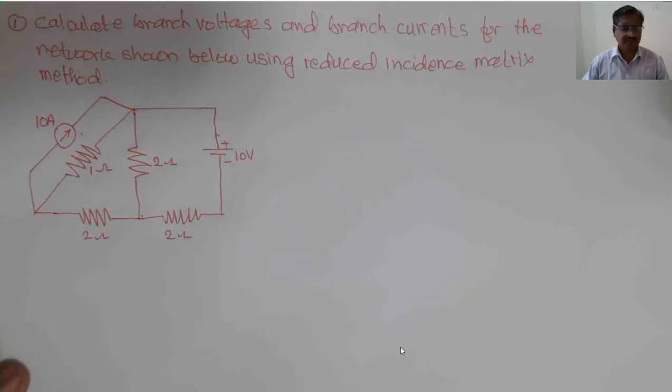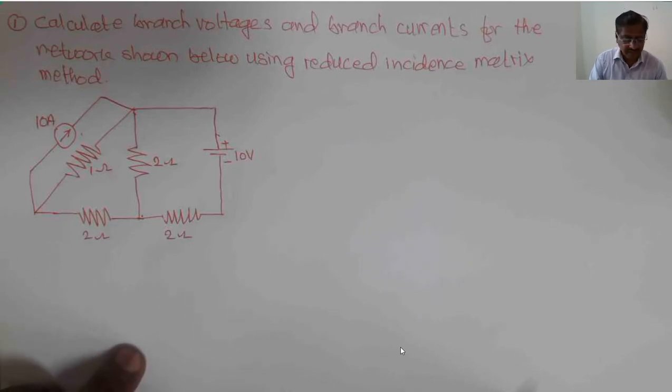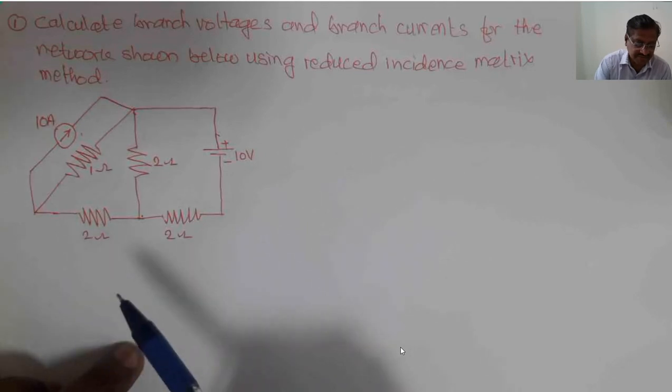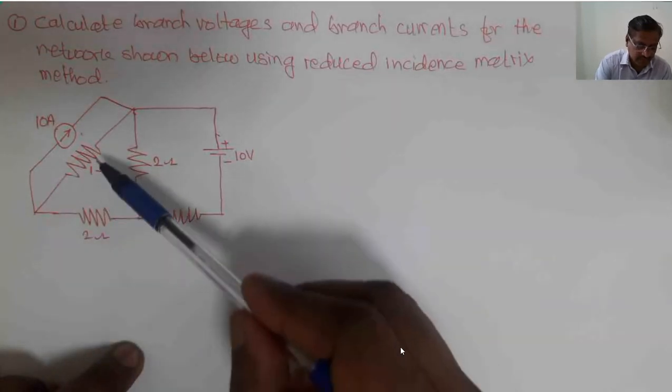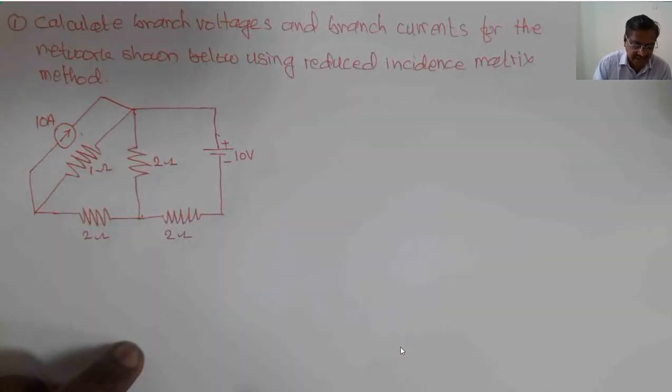Hello. In this particular case, we are interested in the calculation of the branch voltages and branch currents for the network shown below using the reduced incidence matrix approach. Now here, whenever we are using the reduced incidence matrix approach, it is better to represent all the sources in terms of current sources, and all the impedances in terms of admittances.